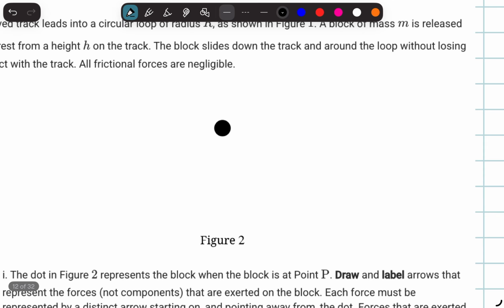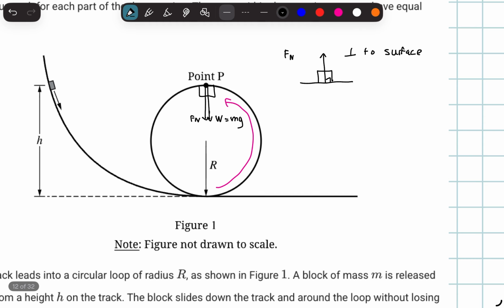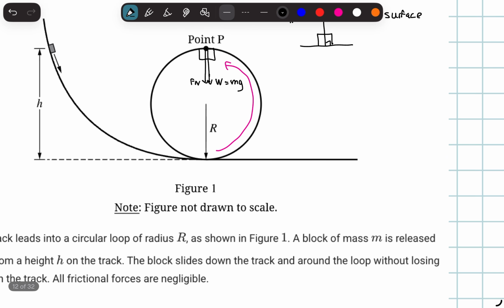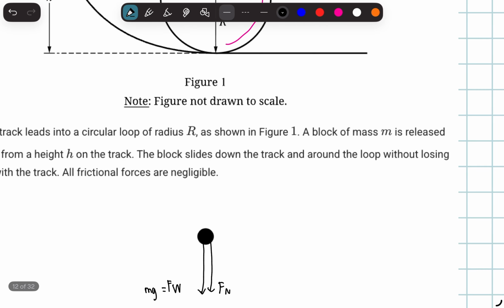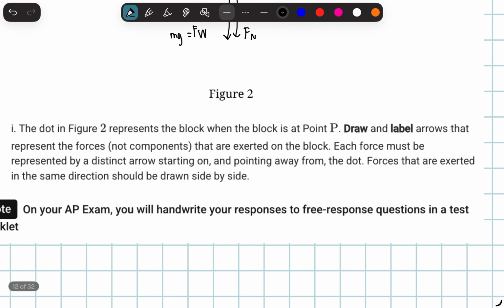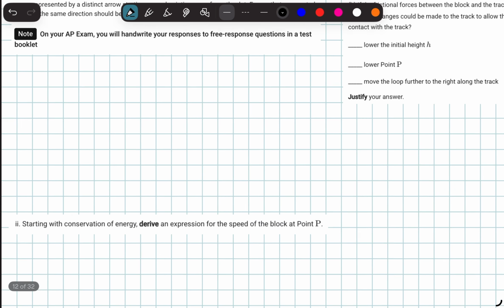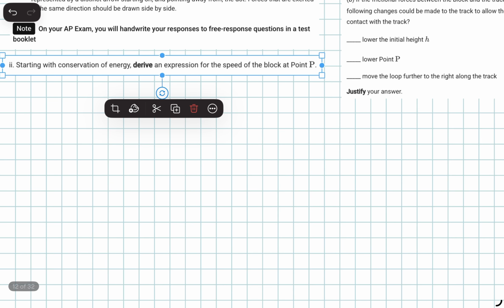So if we draw this, we're going to have the weight, which is equal to mg, and we also have the Fn, which is pointing down. This is because it's upside down, because normally it would be up. But in this case, the surface is flipped upside down, but there's still a normal force because the block is not going through the ramp, it's staying on the surface of the ramp. Now the dot in figure 2 represents the block. Okay, we did that.